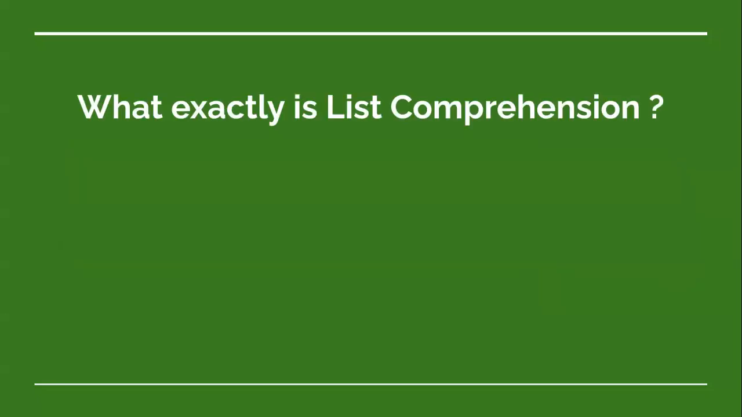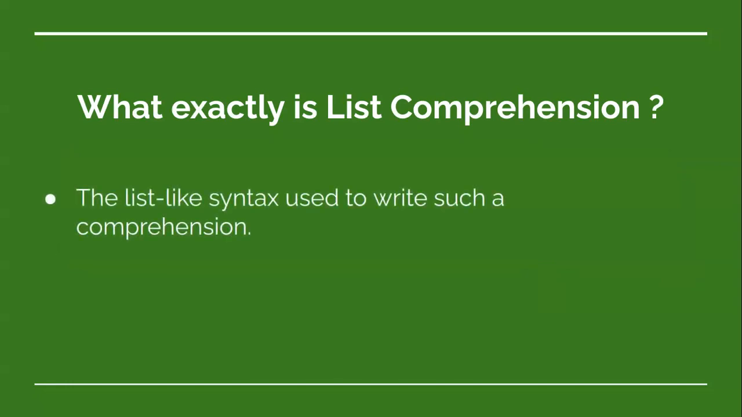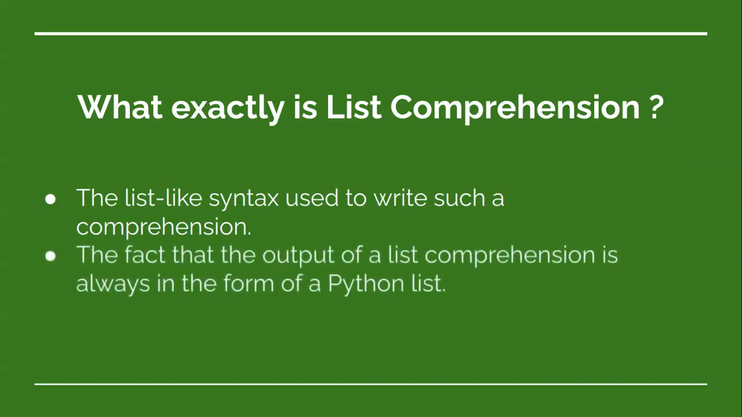What exactly is list comprehension? List comprehensions are a syntactic form in Python allowing the programmer to loop over and transform an iterable in one line. The term list comprehension originates from two features. 1. The list-like syntax used to write such a comprehension, and 2. The fact that the output of a list comprehension is always in the form of a Python list.